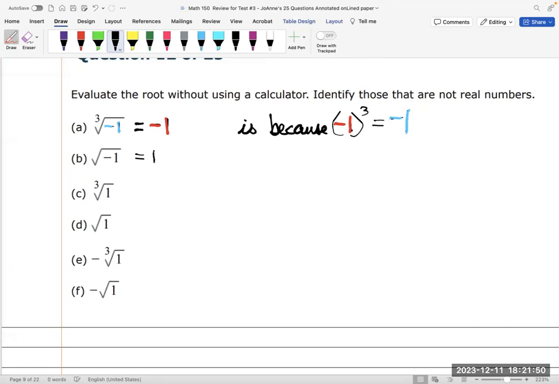This one would be no solution. There's no real number because you cannot have a negative under a square root. You cannot have a negative under any even index.